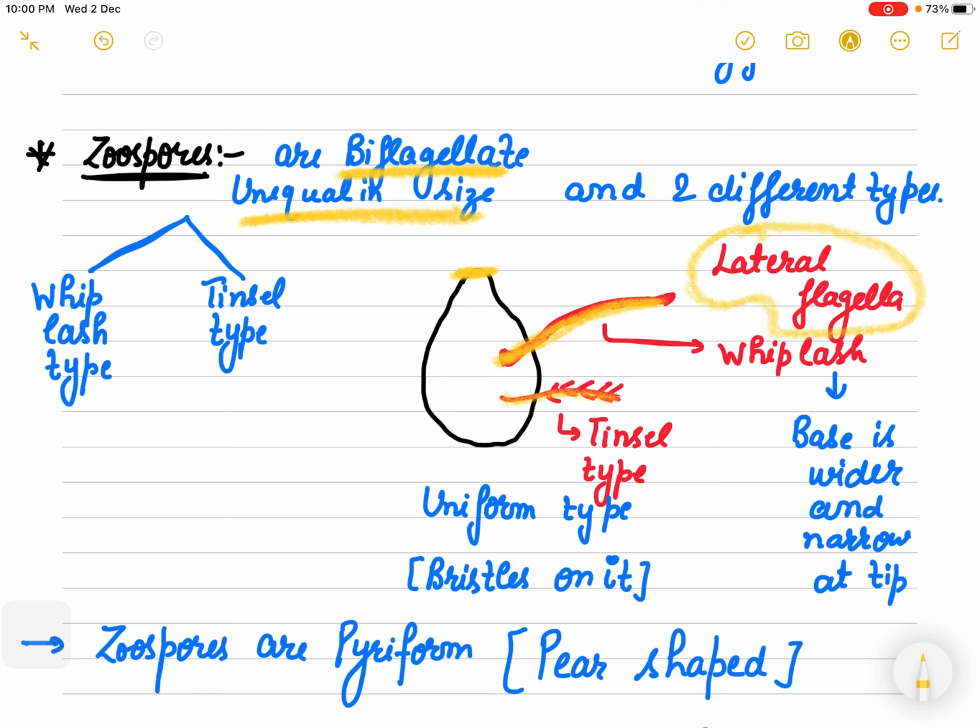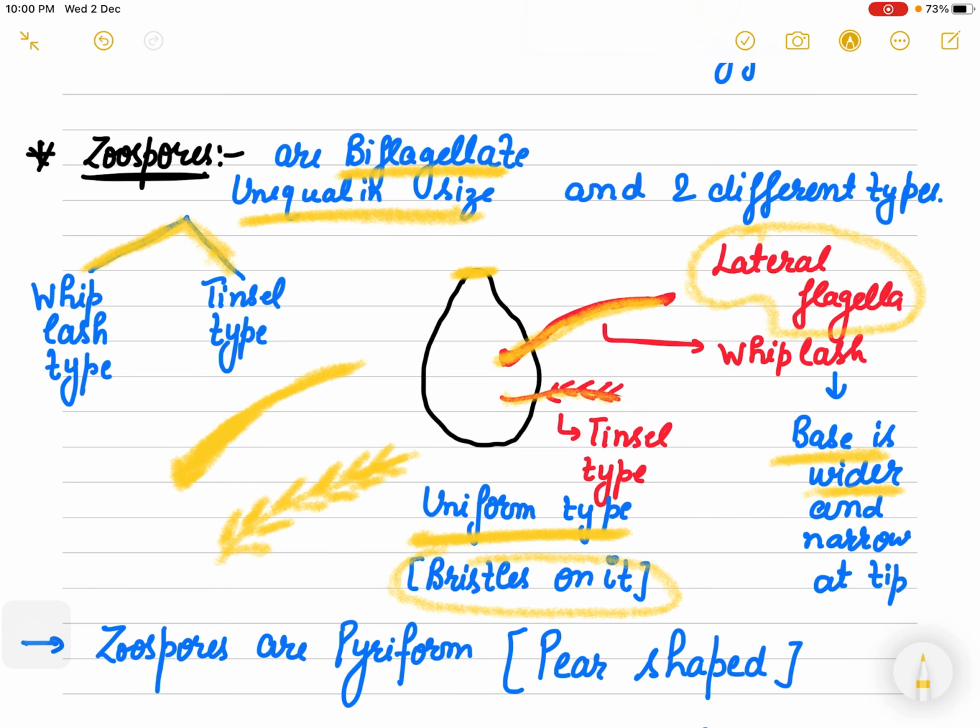And flagella are also of two types: one is whiplash and the other is tinsel type. What is whiplash? Broad at the base and very narrow at the tip. This kind of flagella is known as whiplash. And tinsel type is one on whose surface there is a fur-like, hair-like condition, so bristles. So tinsel is uniform but it has bristles on it, and lateral whiplash base is wider and becomes narrow at the tip.